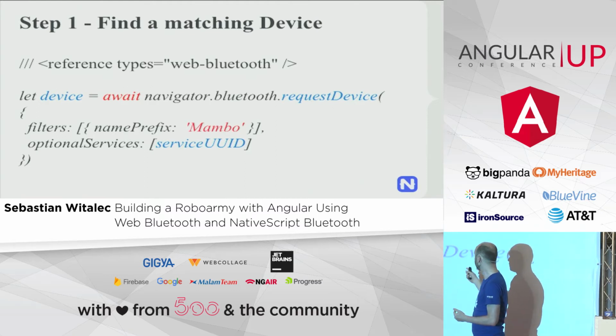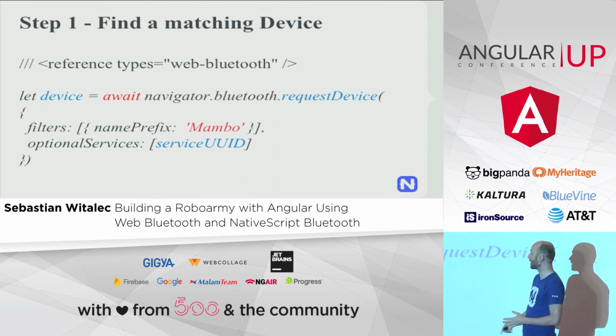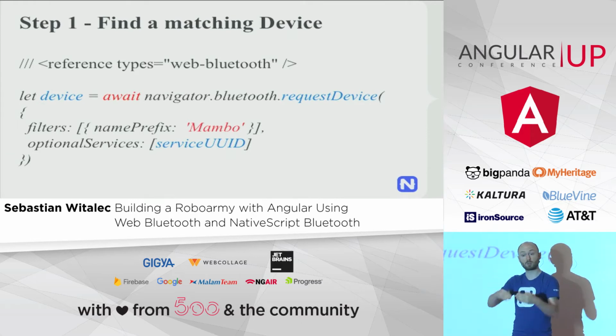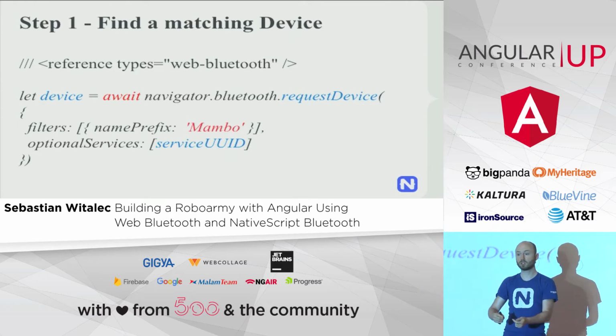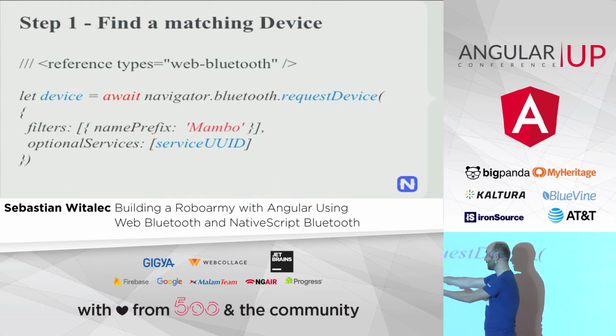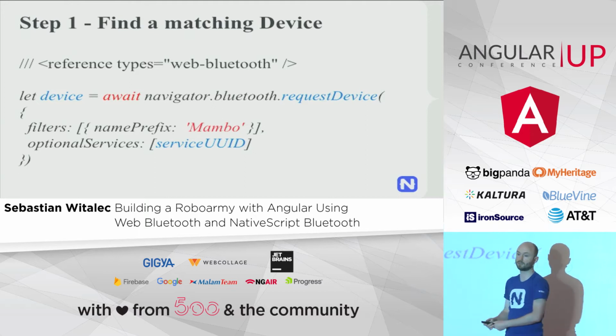So what we have to pass into requestDevice is a name prefix for filters, and the list of services that you are planning to use, right? So if you wanted to use the drive service and maybe the weapon service, you have to put the list of UUIDs inside there, okay?